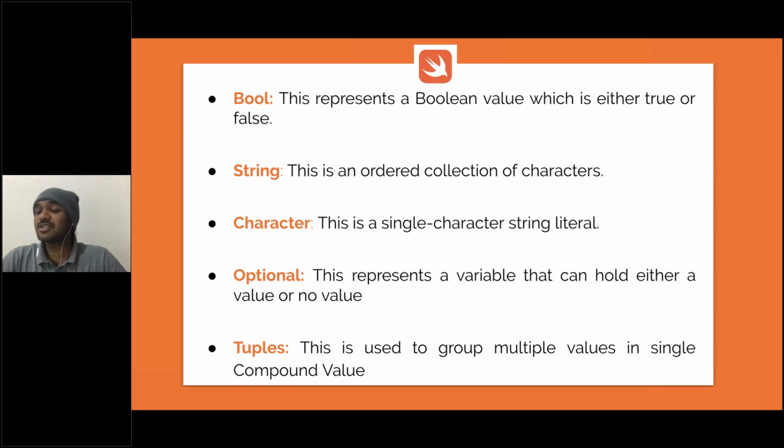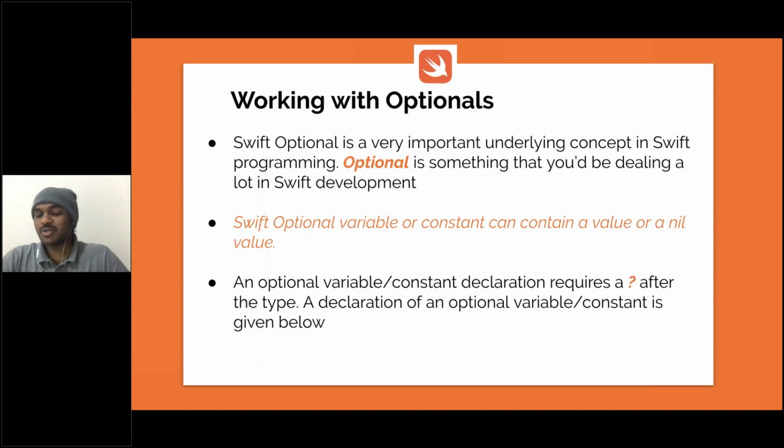So tuple, in the sense, is going to maintain a group of values in a single component. The group of values can be the same type or different types. So optional in Swift is a powerful concept. Optional, in the sense, is nothing but it can either store the value or nil.